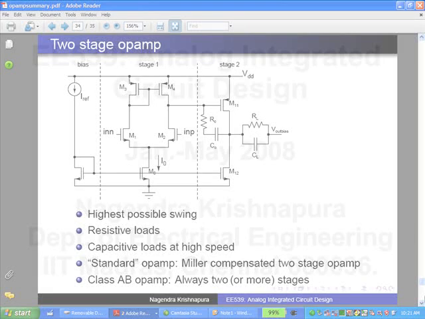And a class AB op-amp always looks like a two-stage op-amp or more stages. A class AB op-amp has a separate output stage. I will describe a bit briefly now, but it always has at least one output stage and something driving it. So to design a class AB op-amp, you need to understand how a two-stage op-amp works.